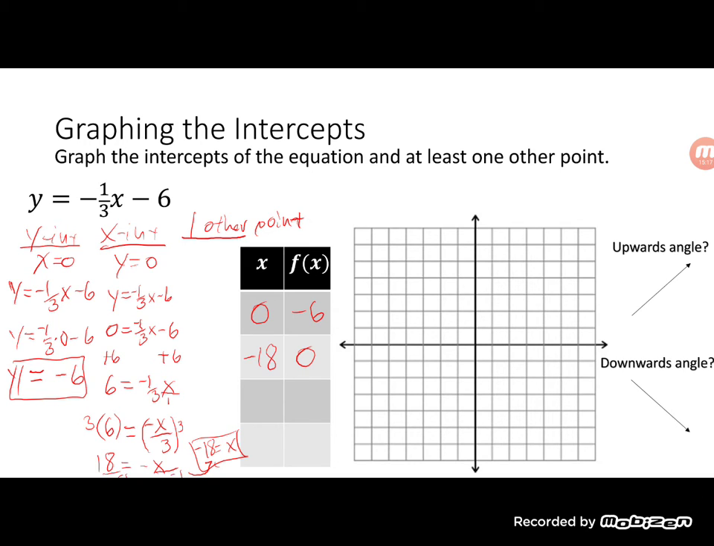Now let's go ahead and do the third one. So we're going to find one other x point. Now this is going to seem maybe like a strange choice, but you'll see why I do it in a second. So I'm going to choose x equals 3. And again, you can choose any number you want for this, but you'll see why I choose 3. So our equation is still the same. It's y equals negative 1/3 times x minus 6.